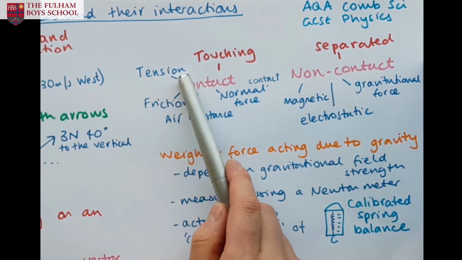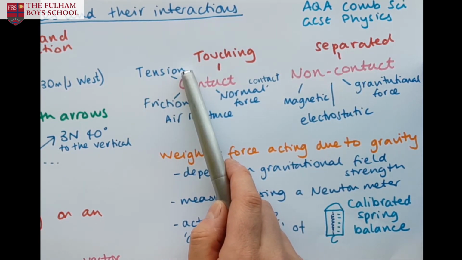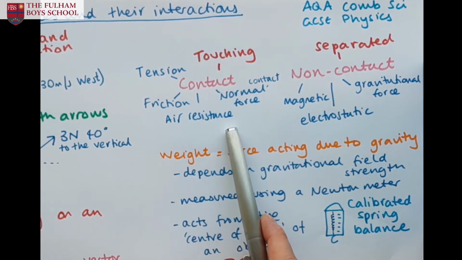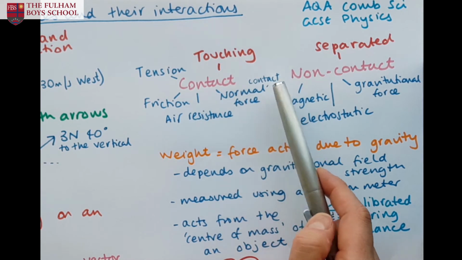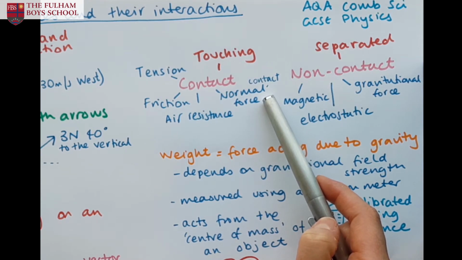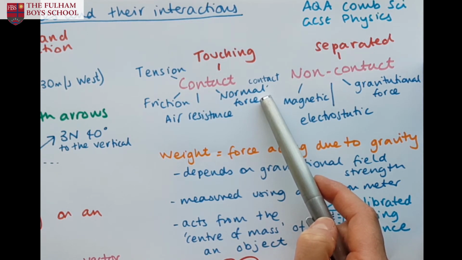Contact forces include tension, so that's the force in a rope holding something up. Friction, when 2 surfaces rub together. Air resistance, when you move through air. And the normal contact force. The normal contact force is the force that keeps you up. So if you're sat on a chair right now, gravity is pulling you down. The chair is providing a normal contact force. It's like a support force when you put something on a surface.